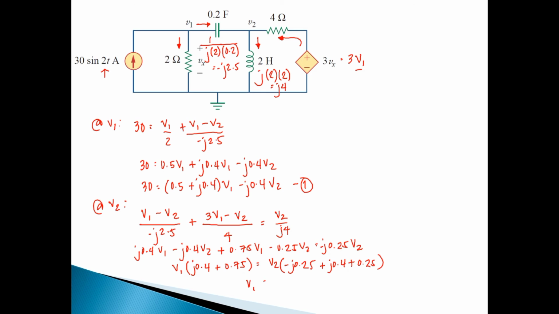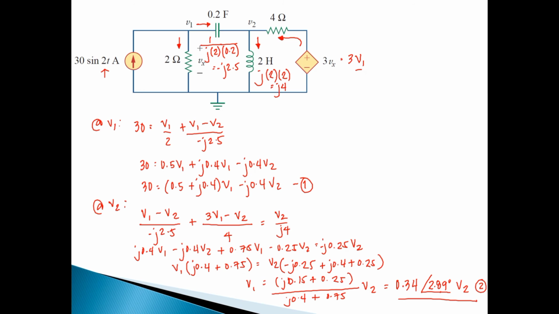So simplify this: V1 equal to (j0.15 plus 0.25) all over (j0.4 plus 0.75) times V2. So we'll have the answer, which is equal to 0.34 angle 2.89 times V2. So this is our second equation.